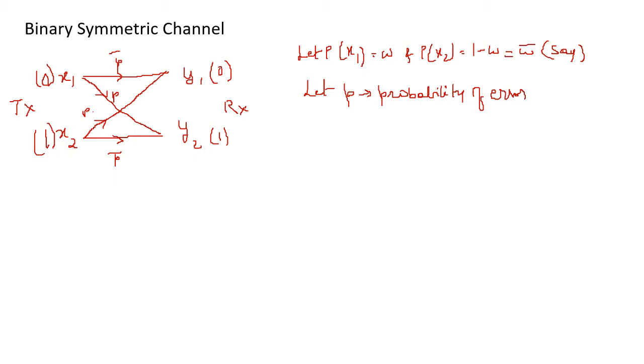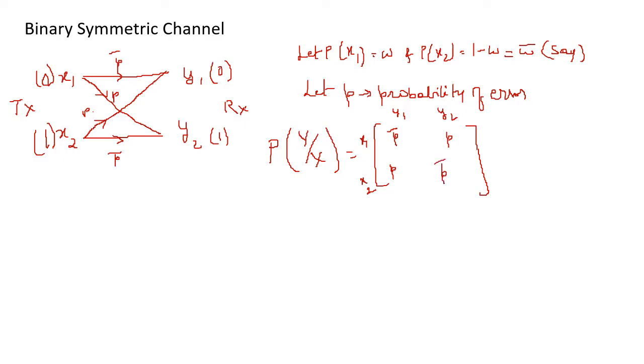Now we'll write the channel matrix for this particular channel diagram. So P of y by x will be equal to, you have two inputs and two outputs. So the channel matrix will be a 2 cross 2 matrix where you have input as x1, x2, y1, y2. So P of y1 by x1 is nothing but p bar, P of y1 by x2 is p, and P of y2 by x2 will be equal to p bar. So this is the channel matrix.